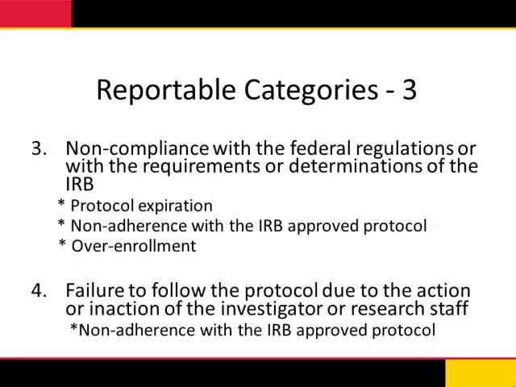Category number 3, noncompliance. Category 3 and category 4, noncompliance and then failure to follow the protocol, can be used many times interchangeably. Number 3, noncompliance with the federal regulations or with the requirements or determinations of the IRB. Here are some examples. Protocol expiration. We all know that the IRB approves a protocol for 1 year, 365 days. If your protocol expires, there should be no research-related activities, no enrollment. So if it expires and you are submitting it late to the IRB for continuing review, that's noncompliance with the federal regulations.